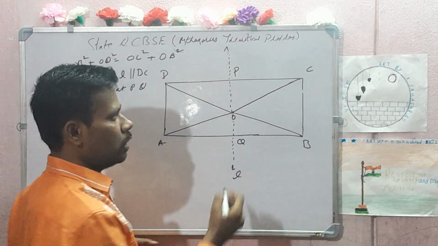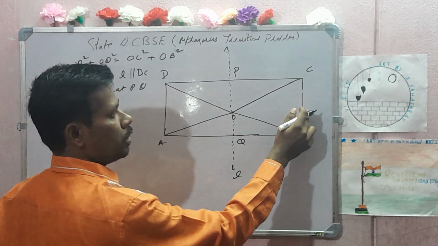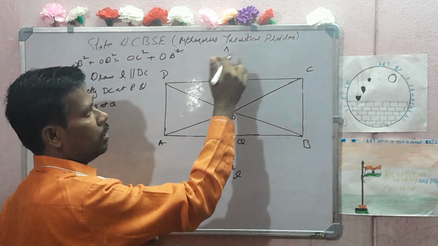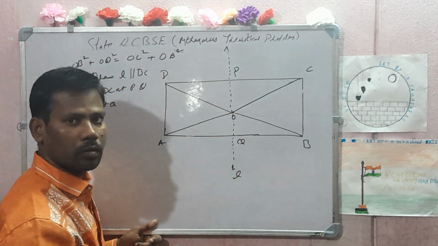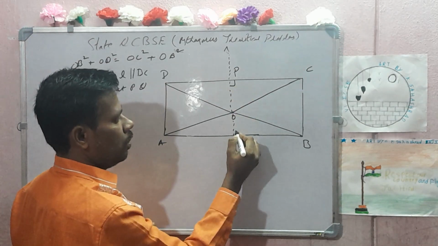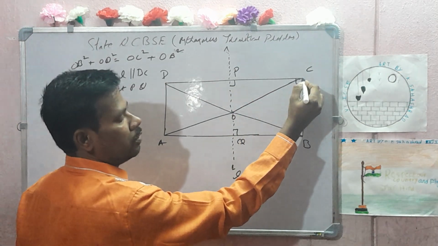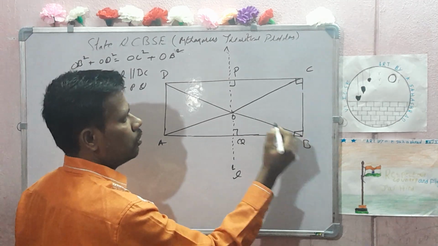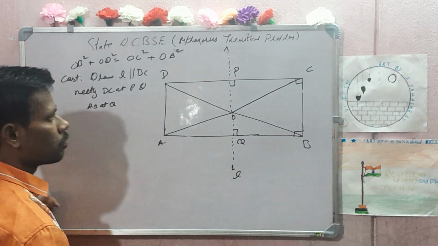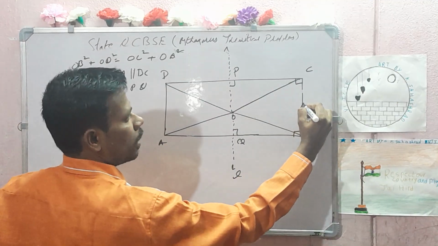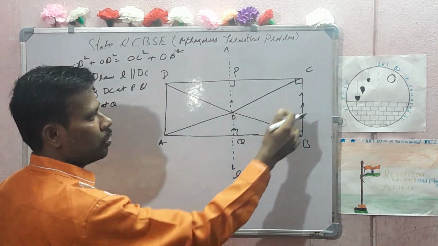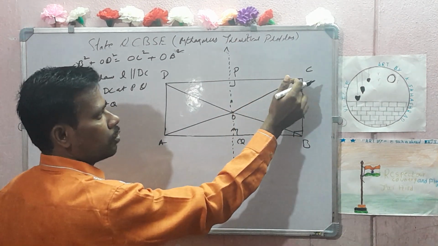Are you following what I am saying? You have to draw one line parallel to BC such that this line intersects DC at P and AB at Q, right? So in a rectangle each angle is 90, that means angle P and angle Q are also 90. Why? Because in a rectangle this is parallel to this one, so each angle is 90.